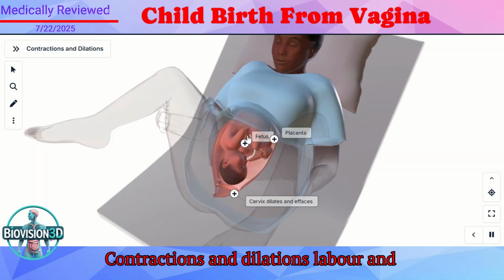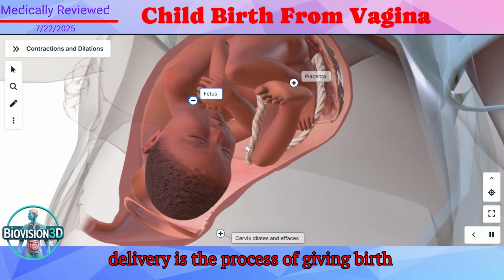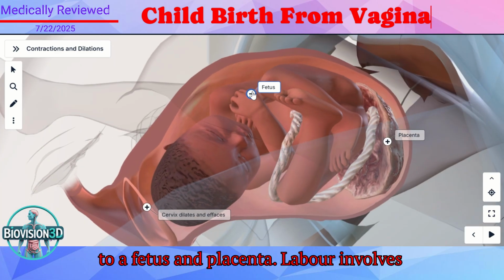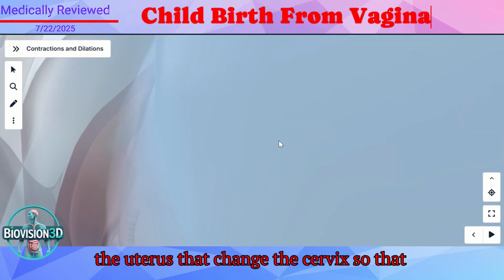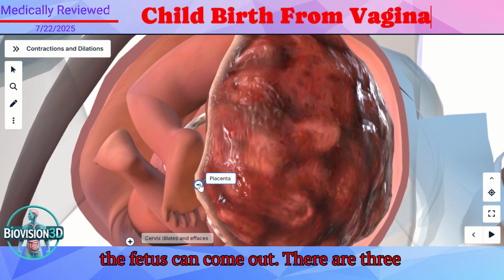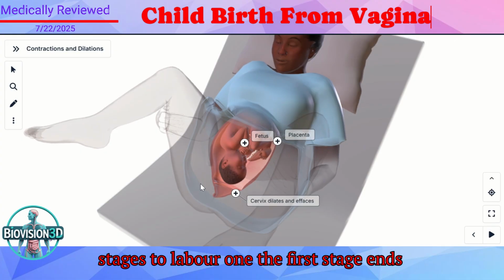Contractions and dilations. Labor and delivery is the process of giving birth to a fetus and placenta. Labor involves continuous, progressive contractions of the uterus that change the cervix so that the fetus can come out. There are 3 stages to labor.